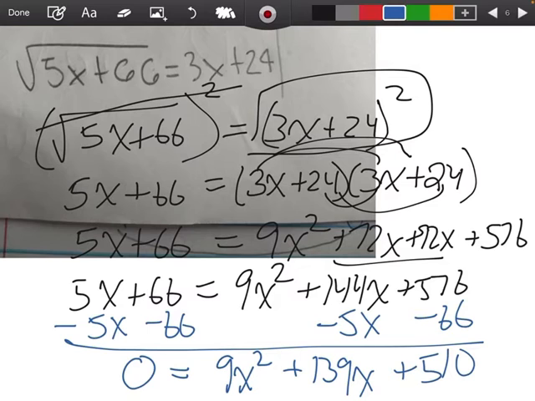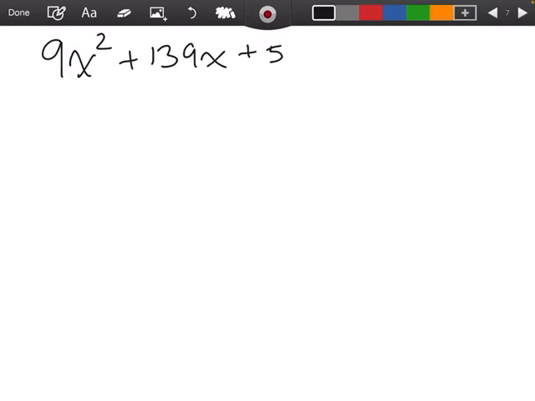Okay, so I'm just going to rewrite the problem on the next page right here. Oops, why am I putting a 5? It's not a 5. There we go. So we have a 9x squared, plus 139 with an x, plus 510 equals 0. So guys, when my numbers are big like this, I can factor it. I know this problem should factor.